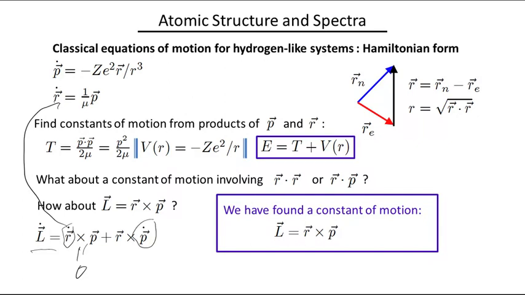Now, what about the second term? Well, P dot is proportional to the vector R. It has a complicated coefficient, but in terms of the cross product, this becomes proportional to R cross R, so also equal to 0. So here's the second constant of motion, the angular momentum R cross P.